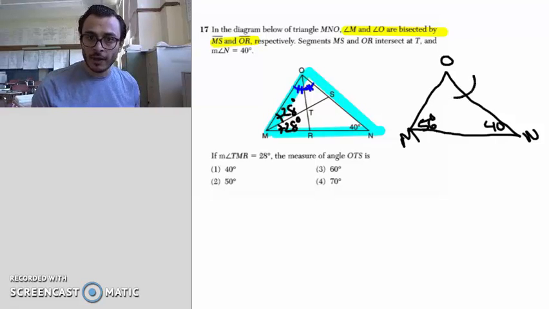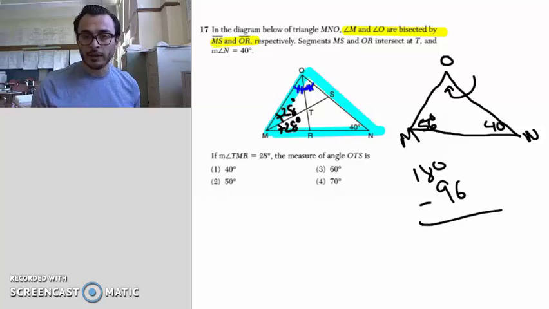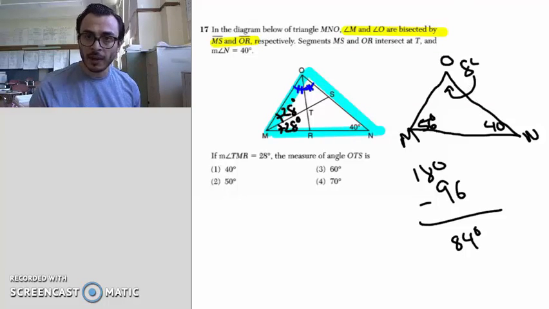So let's go ahead and find angle O. 56 plus 40 is 96. 180 subtract 96. What is that? It should be 84 degrees, right? So angle O is 84 degrees. Now, that's angle O.